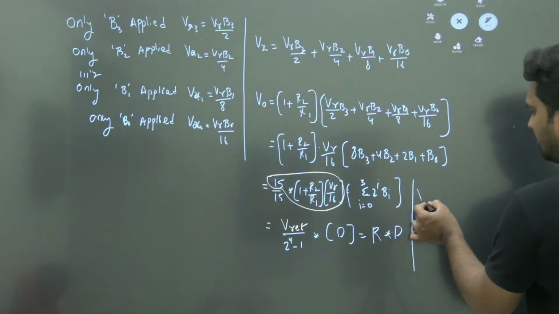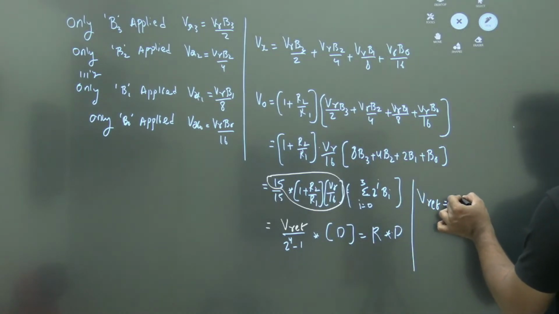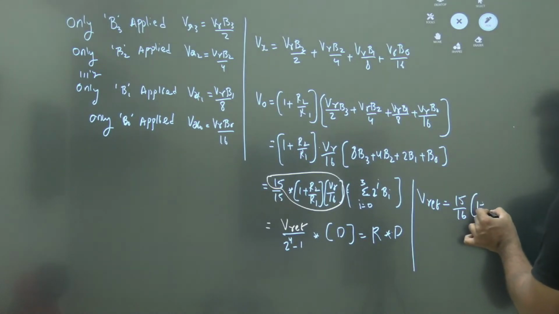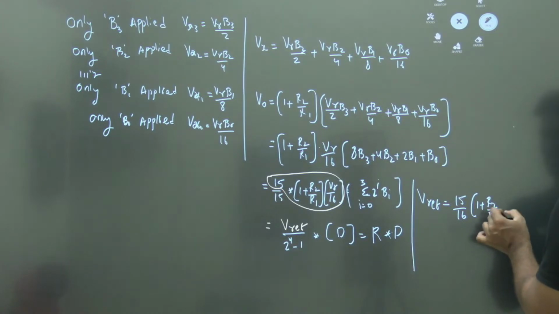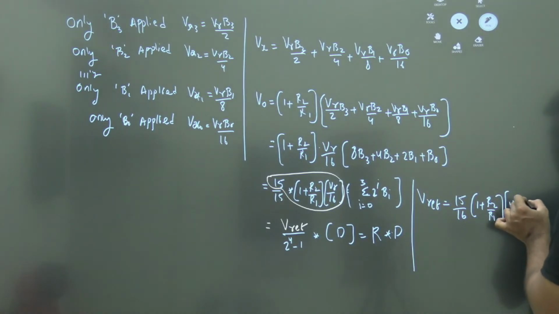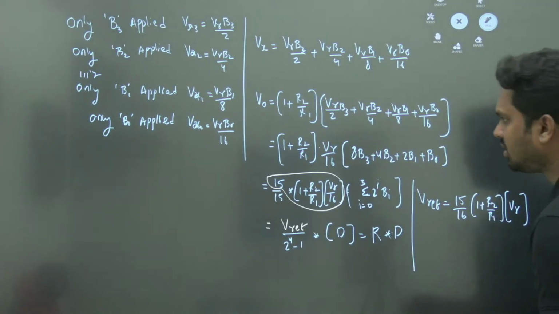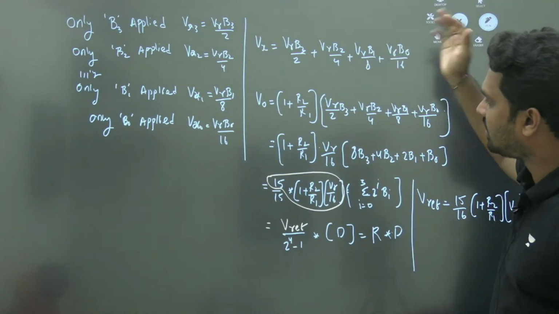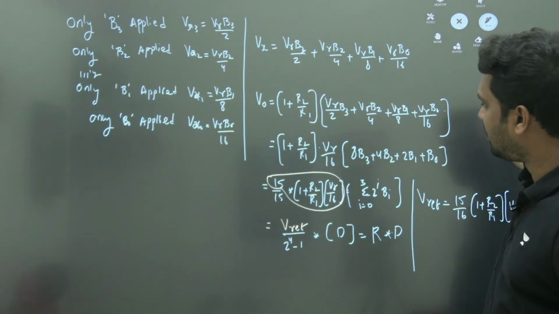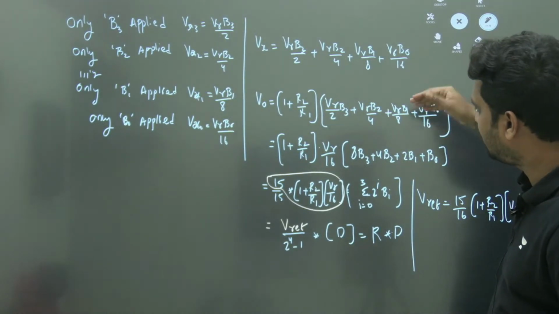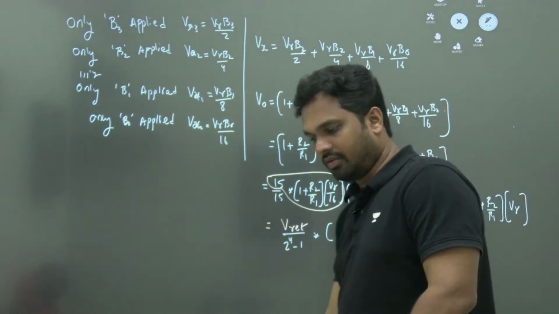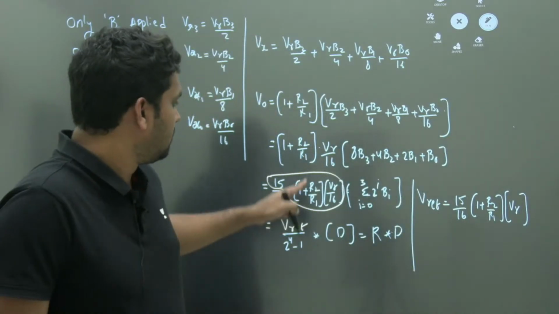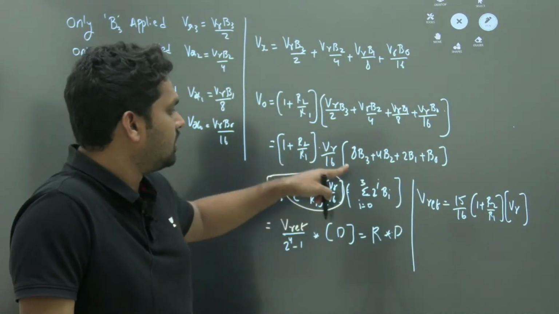Here what is V reference? It is not same as previous case: 15 by 16 into 1 plus R2 by R1 into VR. How to decide what is your V reference? Just substitute all ones in this equation. Whatever you get, that is your V reference. That will give you 15 by 16. When you substitute all ones here, 15 by 16, this one is the V reference.